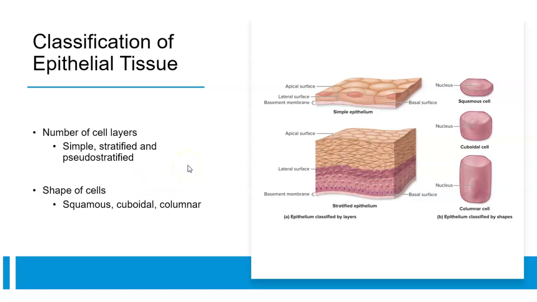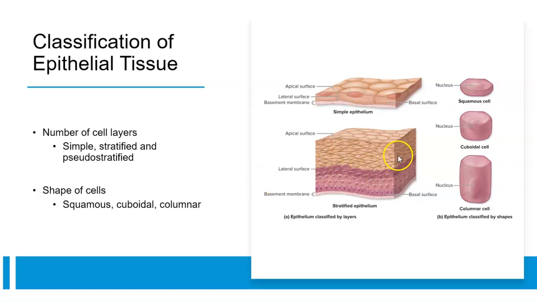We also classify epithelial tissues, as I mentioned, based on the shape of the cells. So when we look at simple epithelium, remember that's only one layer, all the cells are pretty much the same shape because there's nothing squishing them, right? But when you look at stratified, the difference in the shape can be seen when you look at the cells closer to the basal layer as compared to those at the apical layer.